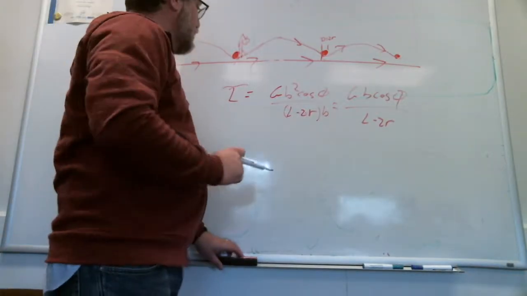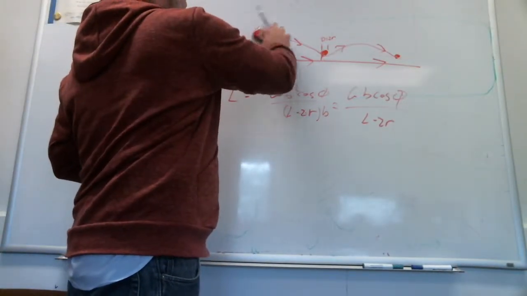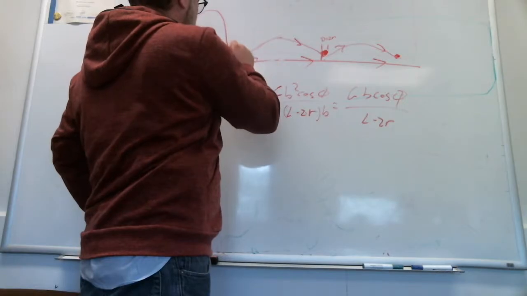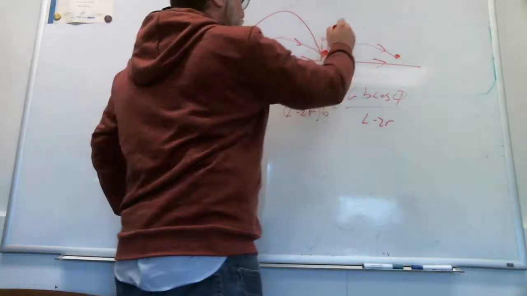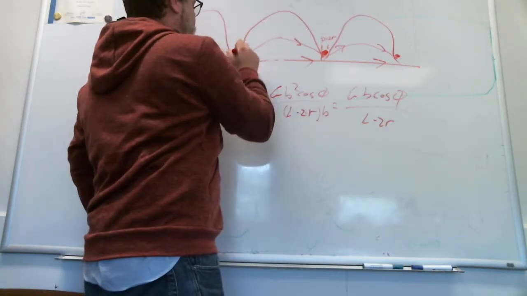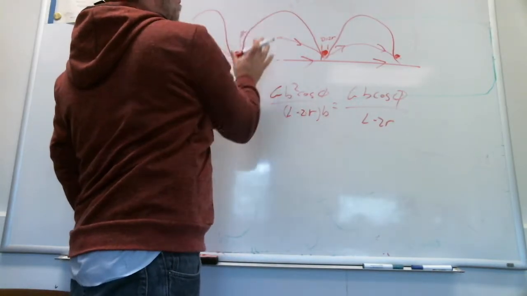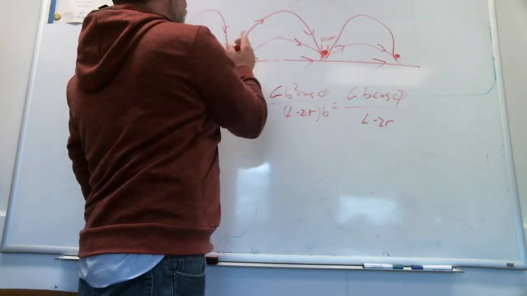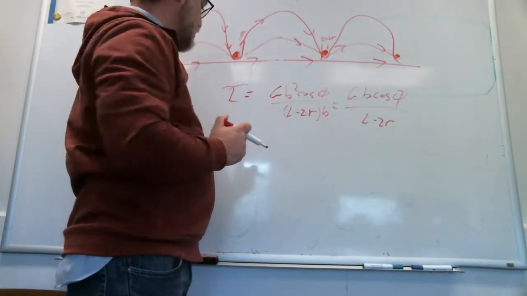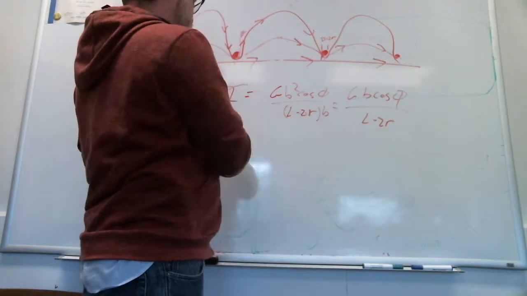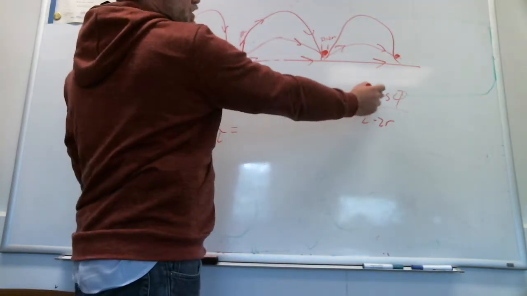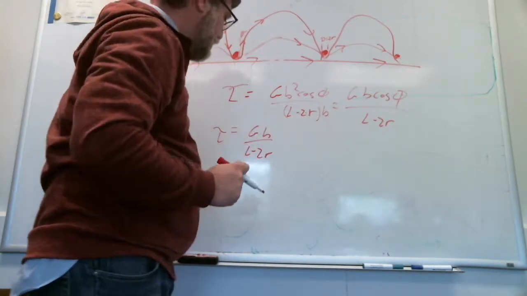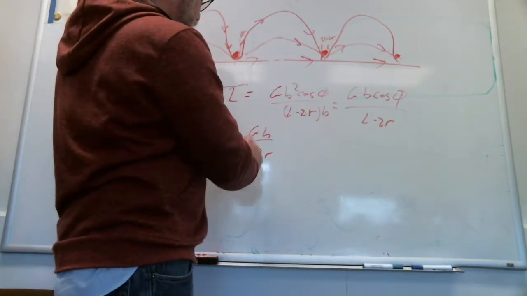Now, so that's for any arbitrary angle, but if we think about what's happening with dislocations, eventually this angle phi, as this gets more and more bowed out, gets closer and closer to 0. So the critical tau when this happens, cosine of 0 is 1. Right? Just becomes GB over L minus 2R.